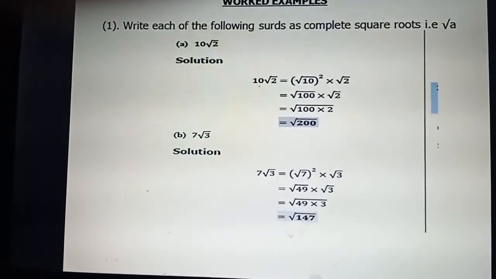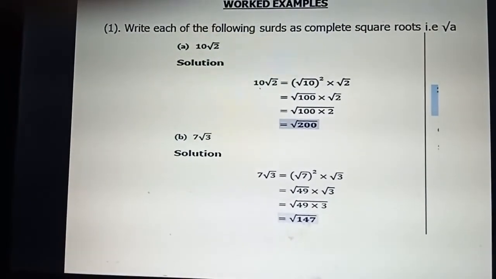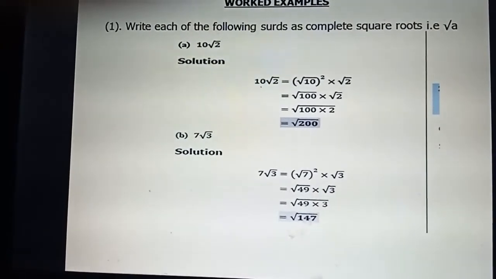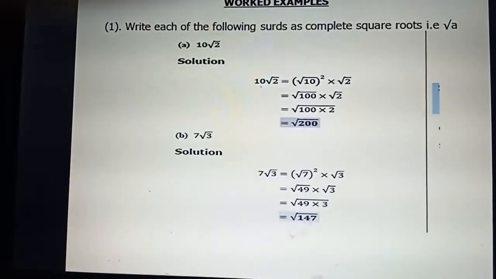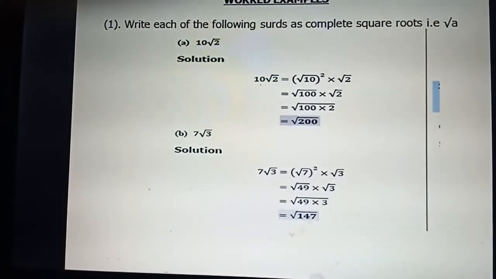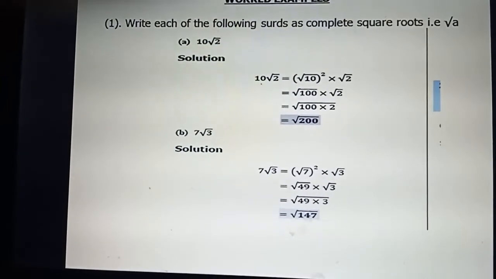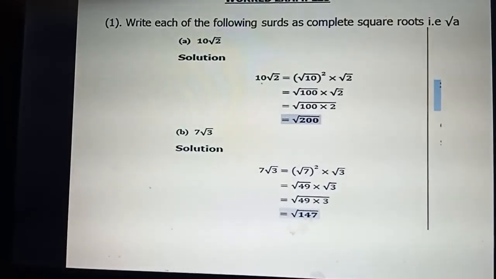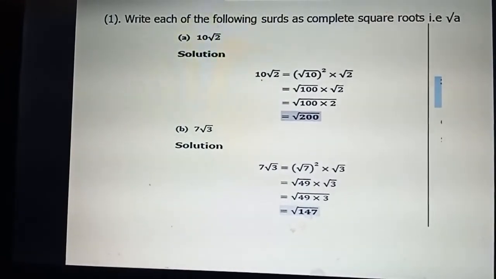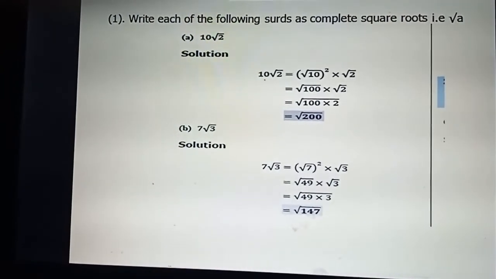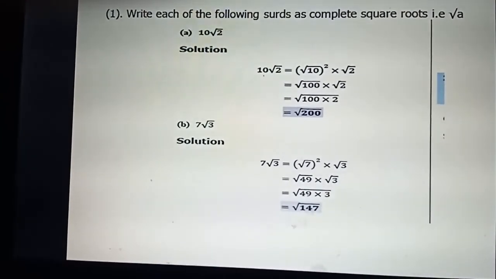A, 10 root 2. When you have 10 root 2, solution: 10 root 2 is the same thing as, you are going to take the square of both sides. 10 squared times root 2 squared. 10 squared will give you 100, times 2, to give you what? 200. Are you clear? Is that clear?